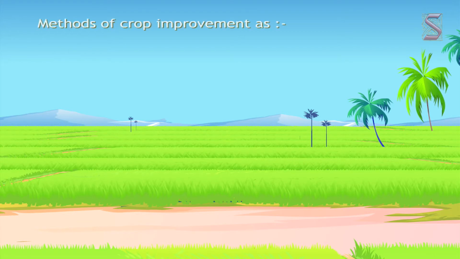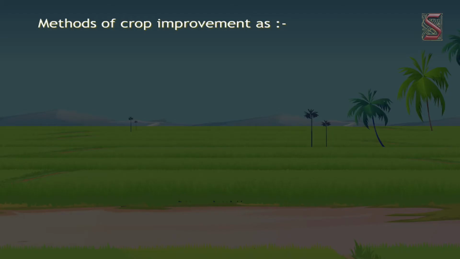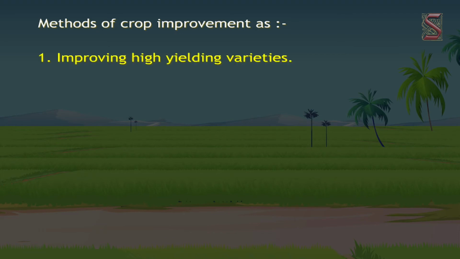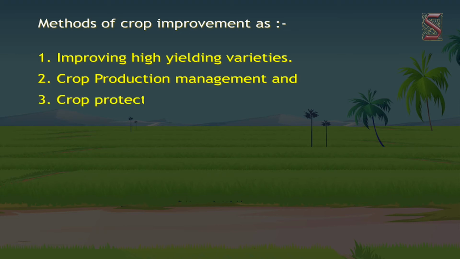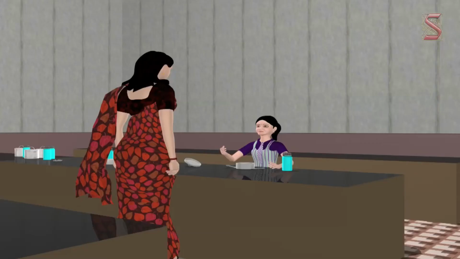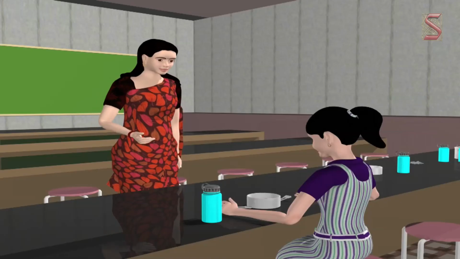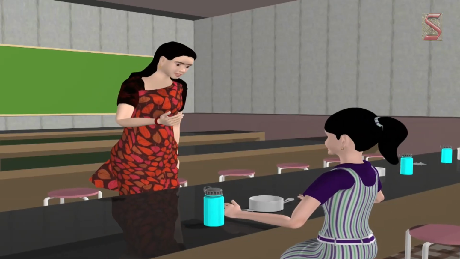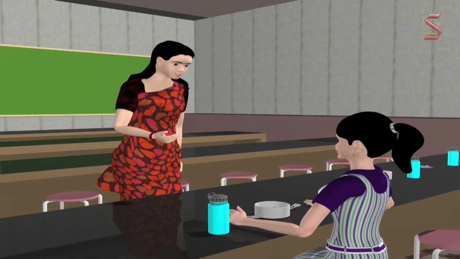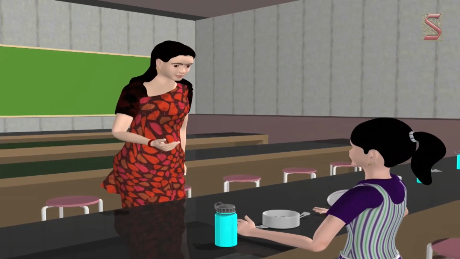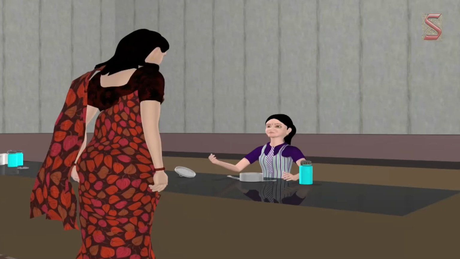We can broadly classify the methods of crop improvement as improving high-yielding varieties, crop production management, and crop protection management. What are the factors that help in obtaining high yield? Water plays an important role. In addition to water, nutrients, especially nitrogen, influence the yield.